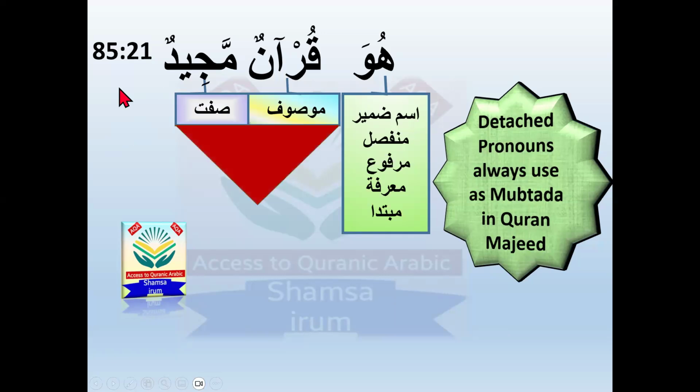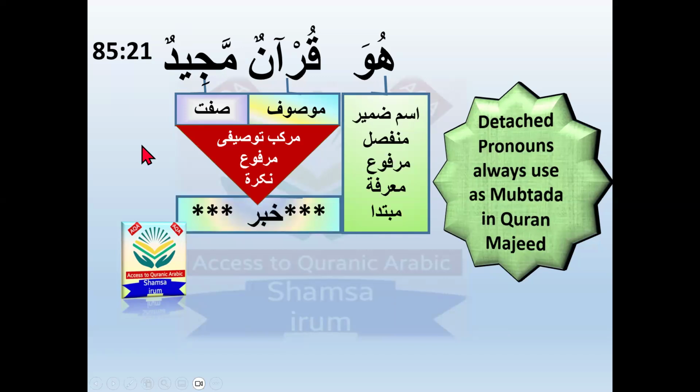So Mausuf Sifa is Murakkab Tawsifi. Now we will check whether they fulfill the requirements for the khabar. So this Murakkab Tawsifi is marfu, they both end with the Dhamma, and it is nakira. Look, they both have Tanween, and Tanween shows that it is nakira. And why is the Murakkab Tawsifi nakira here? Because it is at the place of the predicate, at the place of the khabar.